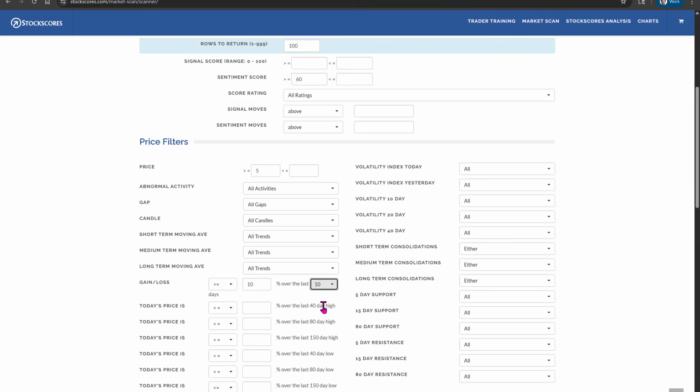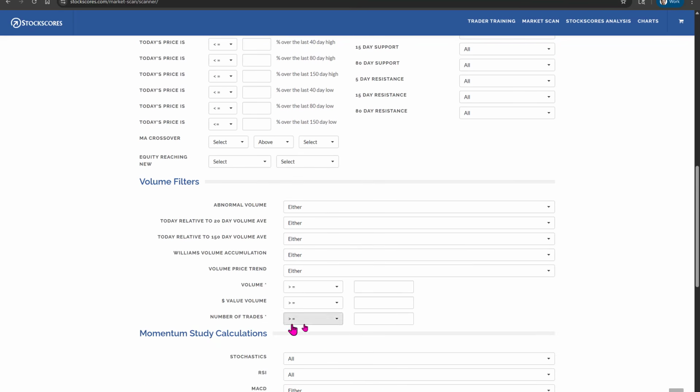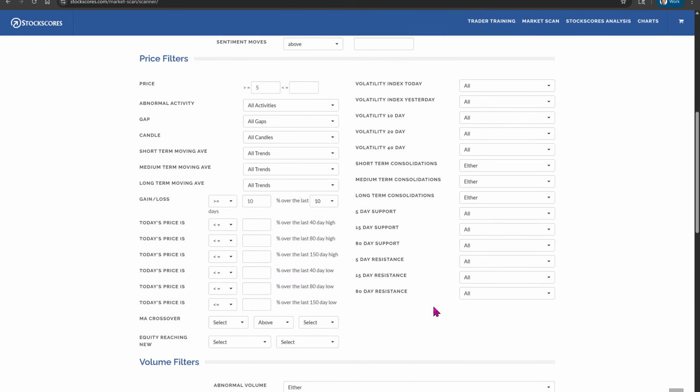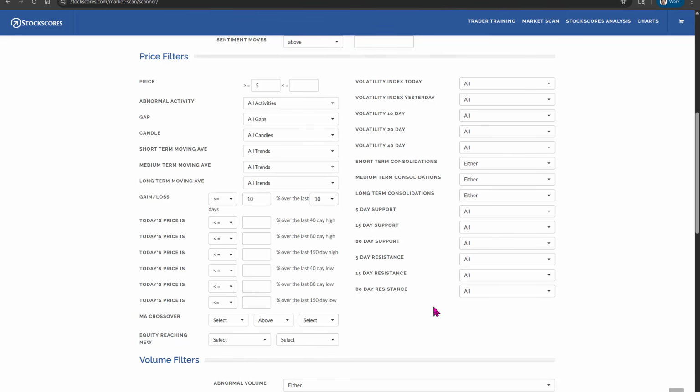And again, I'm looking for larger cap stocks, real companies that have good chart patterns. And we'll set this to 5,000 for the number of trades so that I rule out stocks that aren't very actively traded. And let's just see if there's anything else we want to do. Now I could say to break through resistance, because I do have filters for that. You can see here 5-day resistance, 15-day.